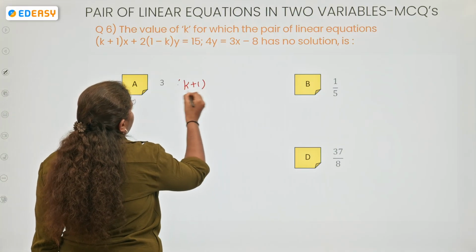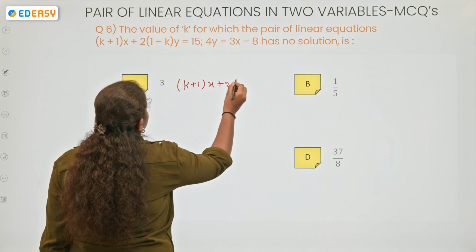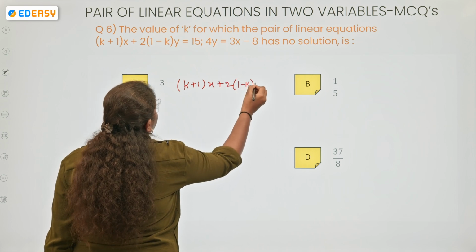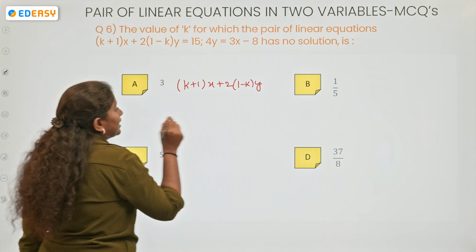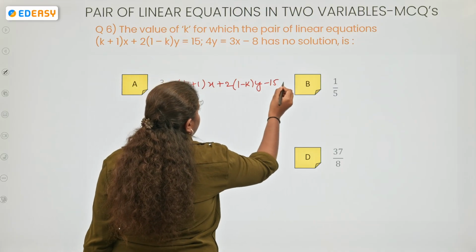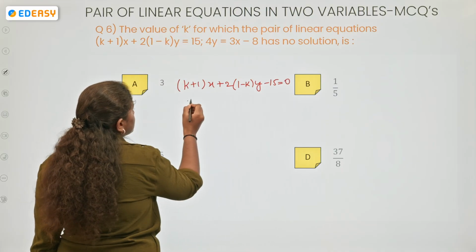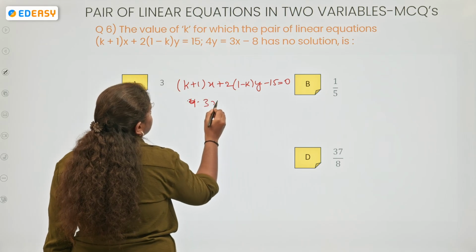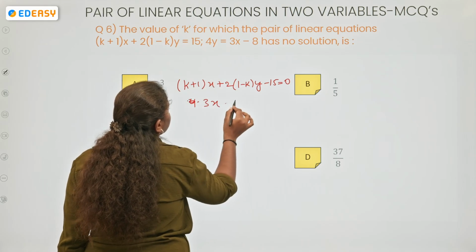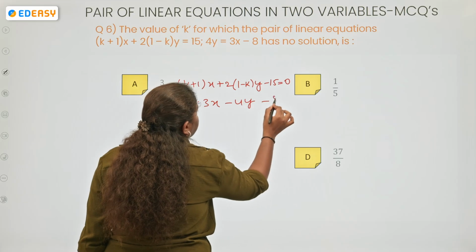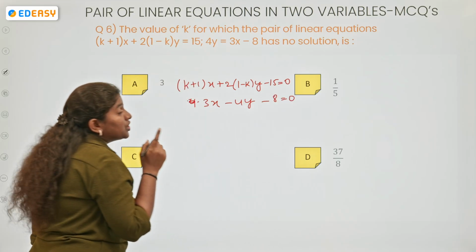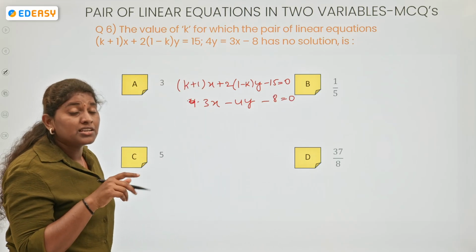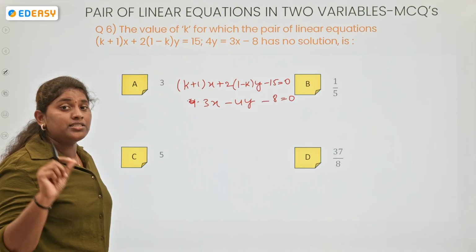k plus 1 into x plus 2 into 1 minus k into y. Write them in the standard form for our better understanding. Minus 15 equals 0. Next, here it will be 3x minus 4y minus 8 equals 0. No solution means we are not having any solution.